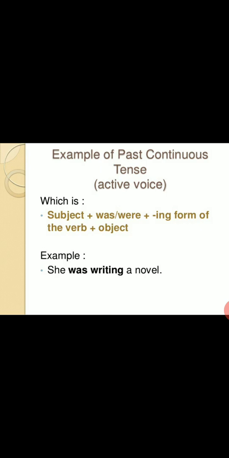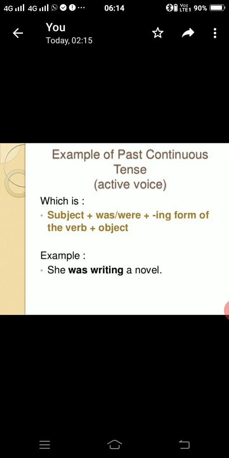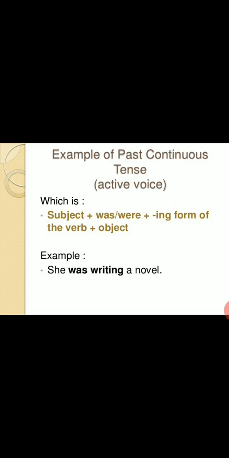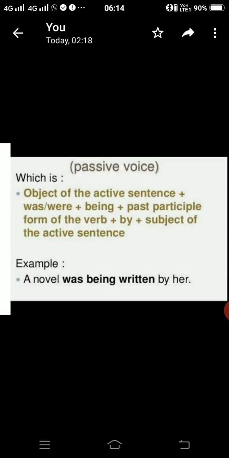Then first form of the verb plus ing plus object. Example is written over here. She was writing a novel. So she is the subject, and was has come. Why? Because the subject is singular, and then writing means first form of the verb followed by ing, plus object.